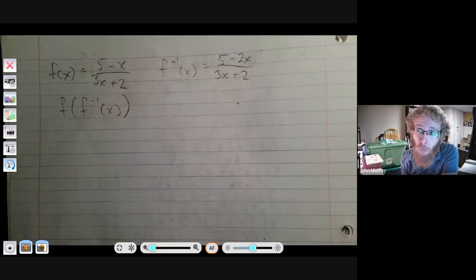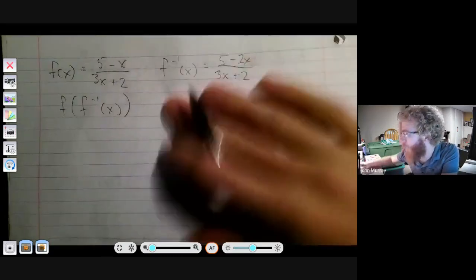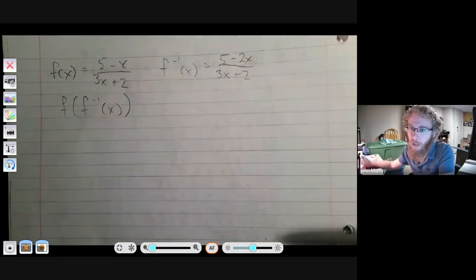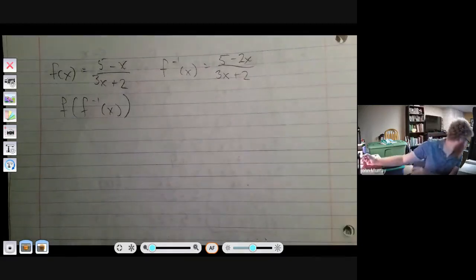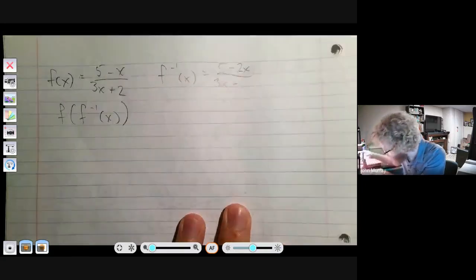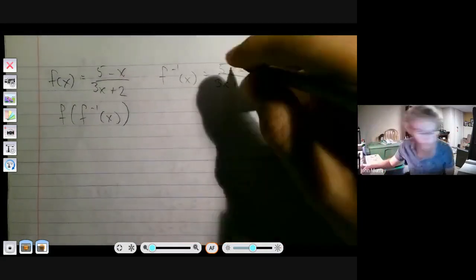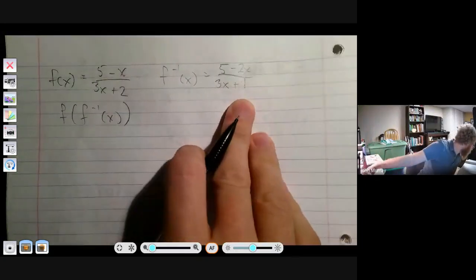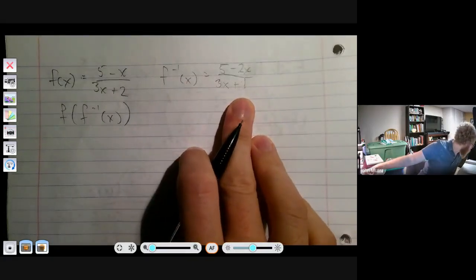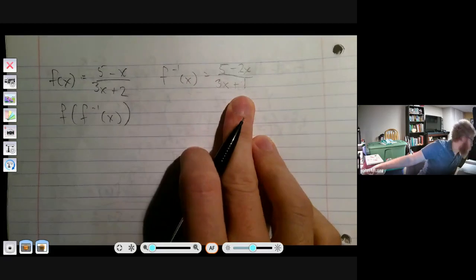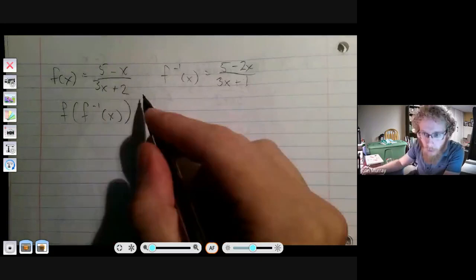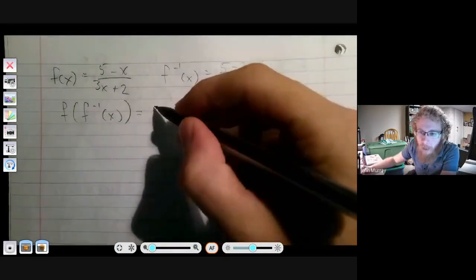Again, we're trying to make sure that these two functions are in fact inverse, just in case we made a mistake calculating. Wait, did I write that right? No, I didn't. This is plus 1. Five minus x over 3x plus 2. 5 minus 2x over 3x plus 1. Okay. So I'm going to treat this like we did any composite function.